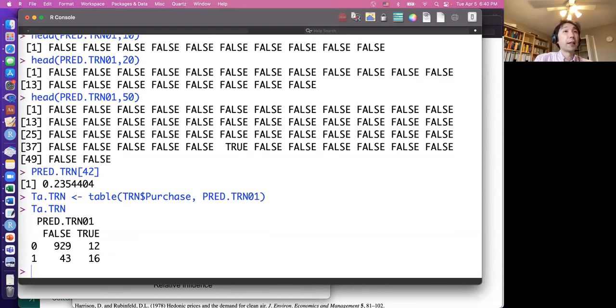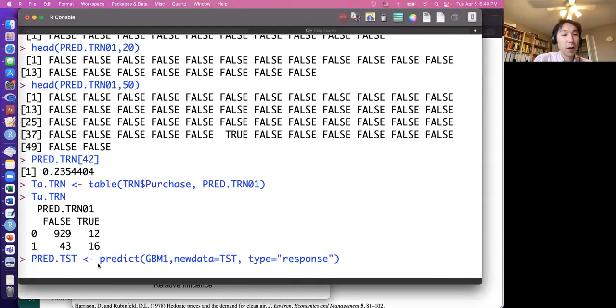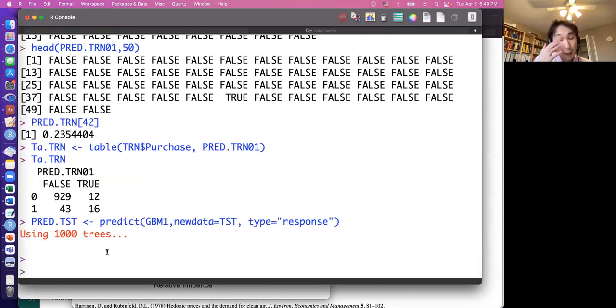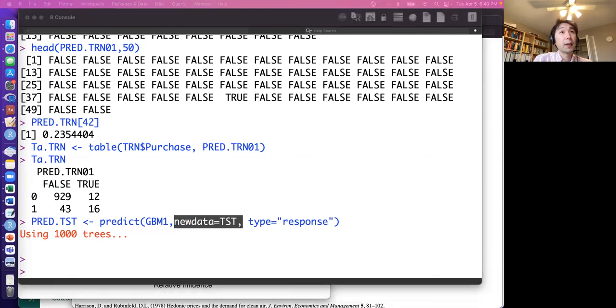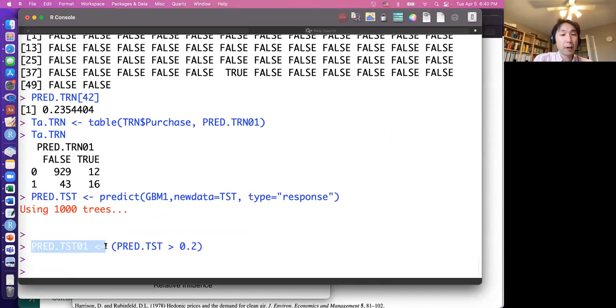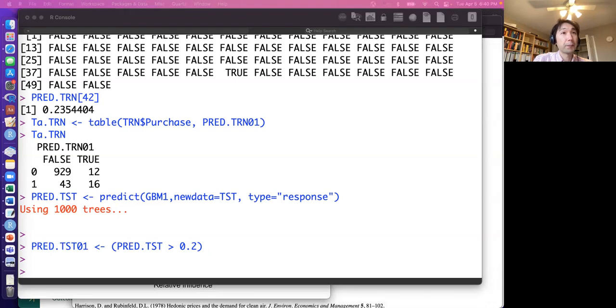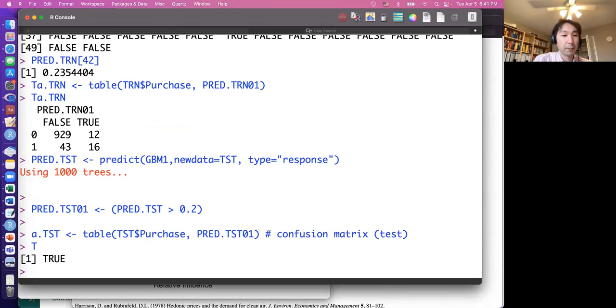And this is with the training set. Now we do the same thing for the test set. At first, for the predicted probability for the test set, we can use the predict function in the same way, and we put the new data set as the test data set. Then we do the dichotomization: if more than 20% probability, we regard that person as having a higher chance to buy the product. Then we make a table regarding this predictor.